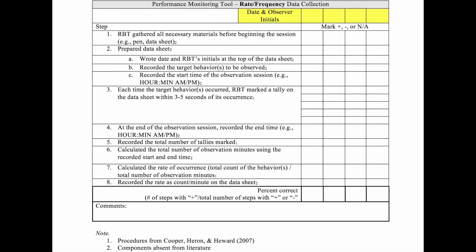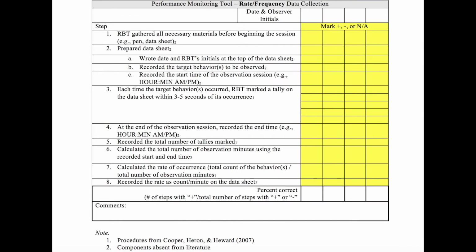Here is where your supervisor, who is monitoring your data collection, will put their initials and the date of their observation. This is where data is collected. For each step of the performance monitoring tool performed correctly, your supervisor will mark a plus. For each step performed incorrectly, they will mark a minus. If there's no opportunity to observe one of the steps, the supervisor would write an NA, or not applicable.